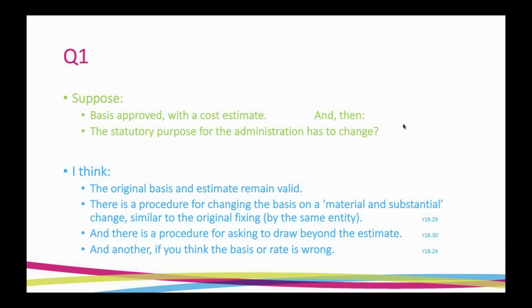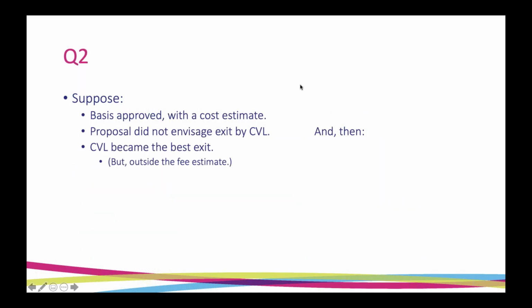And the third option is if you think the basis or the rate is wrong, you can then ask the creditors to reopen the original decision and review it. Now, this would be the case, I think, where perhaps nothing has actually changed in the administration, but your original fees were based upon an assumption which has turned out, through no fault of your own, to be actually way off beam, and so you need to change that. So I hope that answers that.